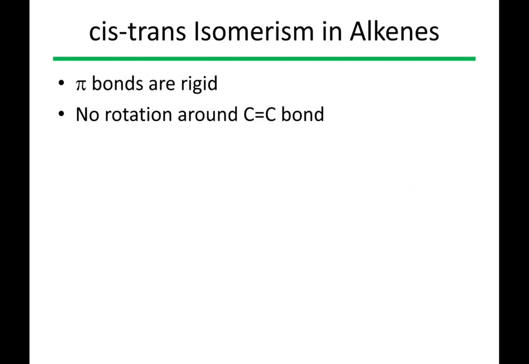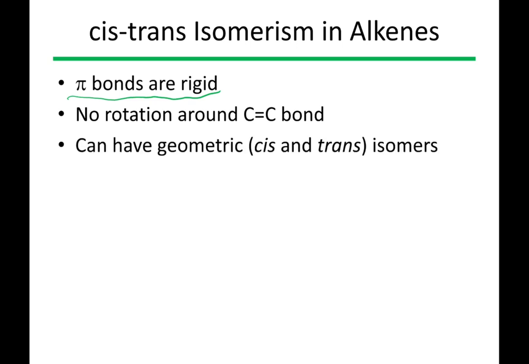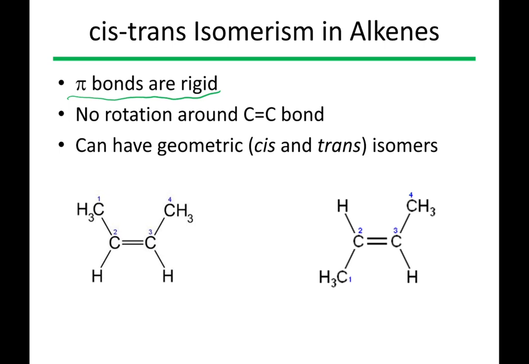Because these unsaturated hydrocarbons contain multiple bonds, we have to remember that pi bonds are rigid. So this means we actually have possibilities for isomerism in alkenes and these other molecules with the rigid bonds. So we can have geometric cis and trans isomers.